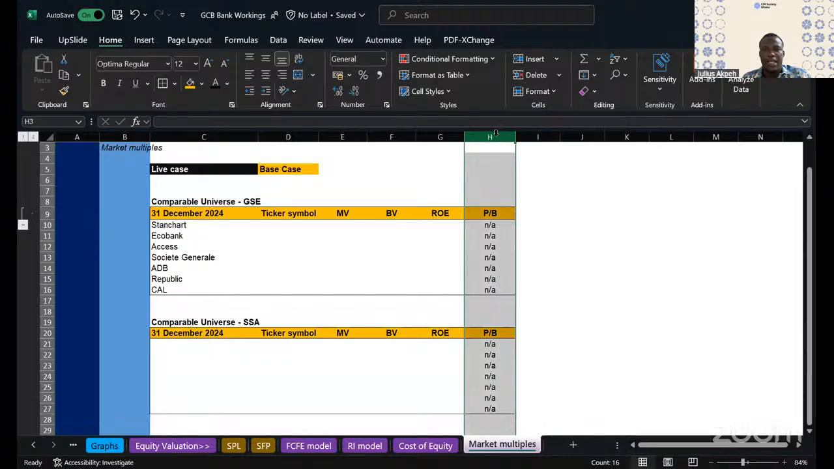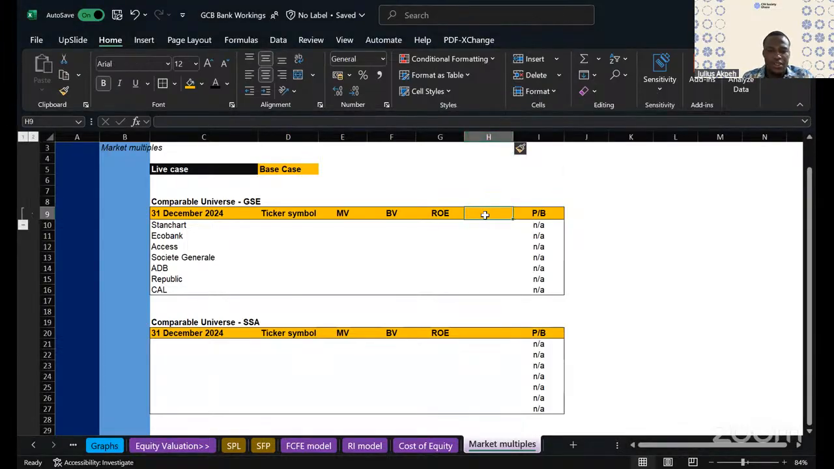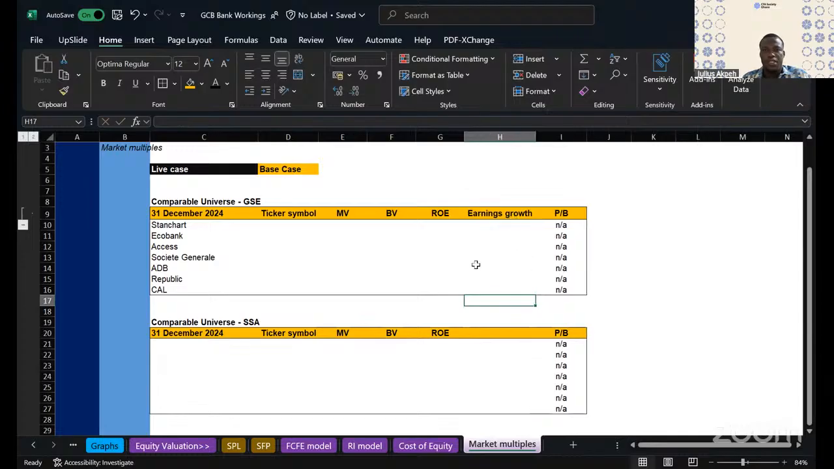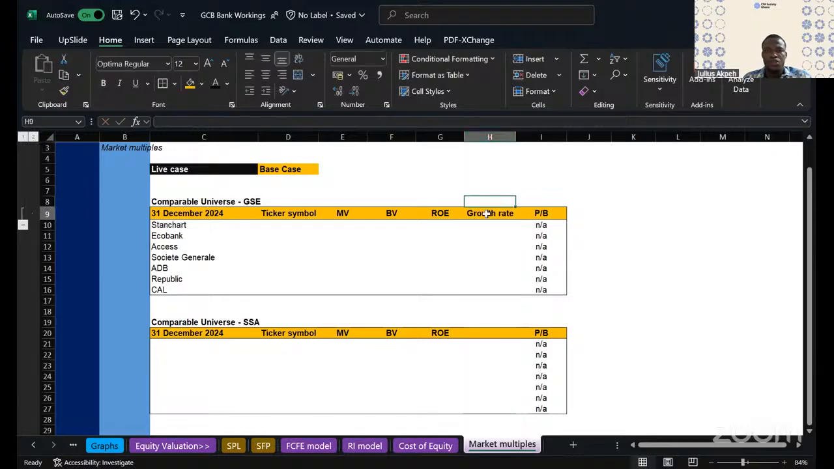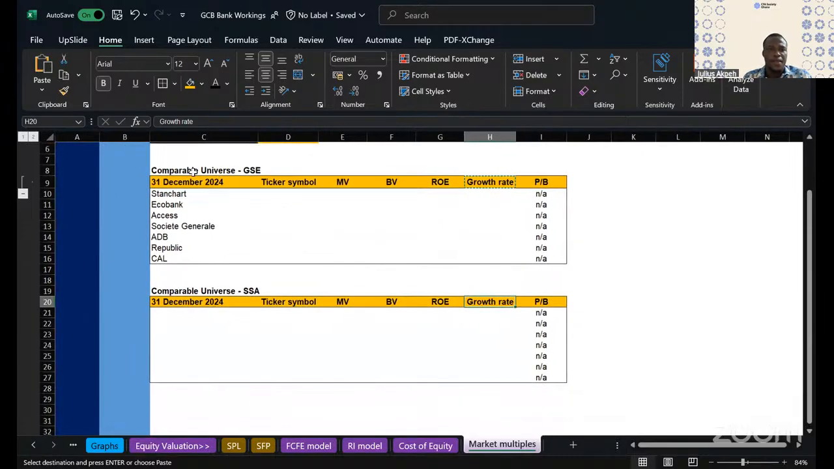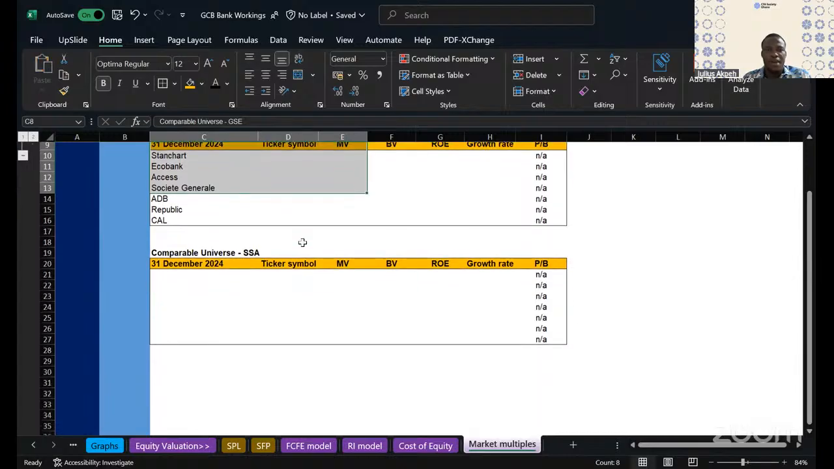And maybe another thing I can use for the selection, apart from this, will be the growth in earnings. Earnings growth is another thing I'll do. Of growth, let me just say growth rates. And so I'll use growth rate as well. So this is my universe. And then from here, from my universe, I can come out with my comparable companies.